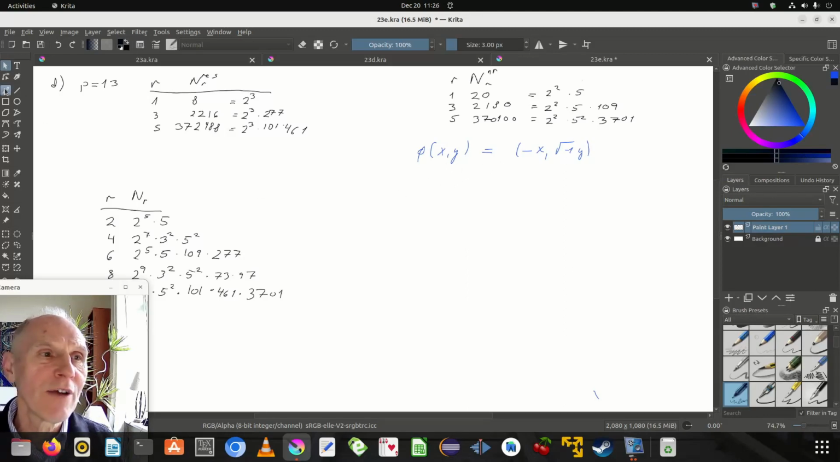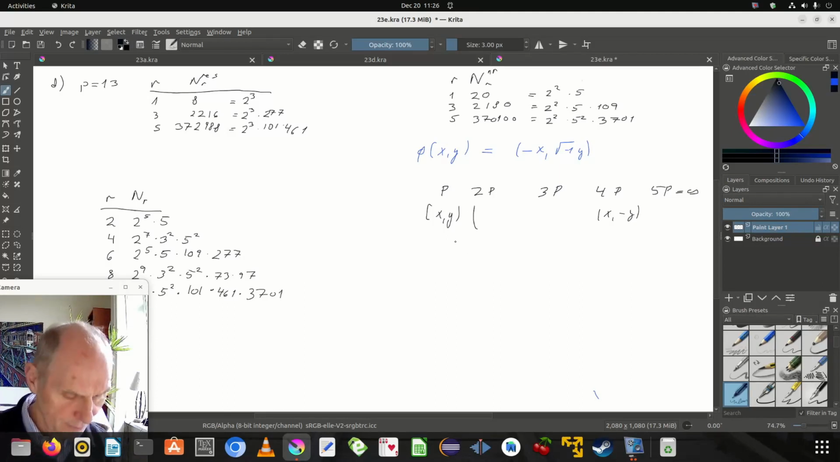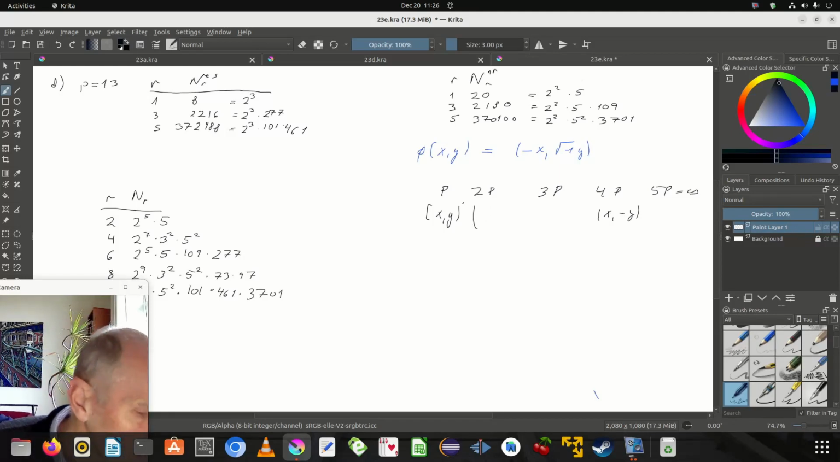And particularly when we have 5 points of order, if we have a point of order 5 rather, p, then we have 2p, 3p, 4p, and 5p is the point at infinity. So if this is x, y, then this is the inverse. And we already have a formula for 2p, which we derived in section 7 of chapter 1. And I've got the formula somewhere, right.